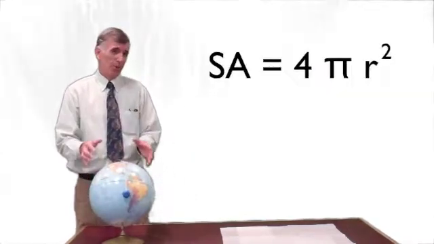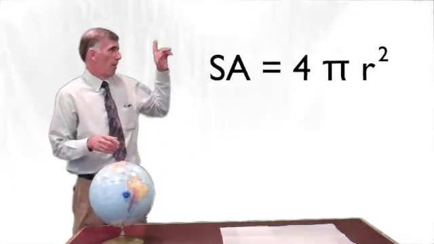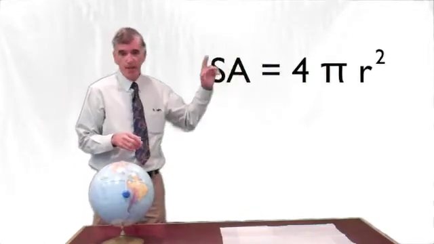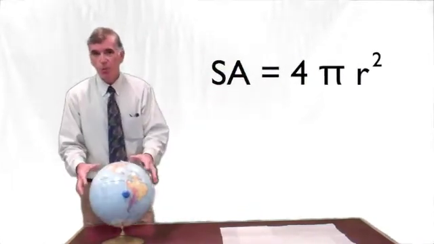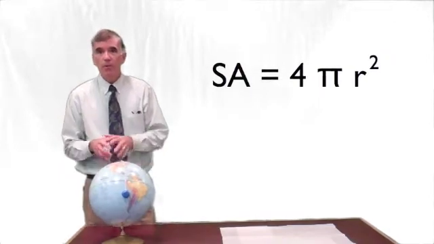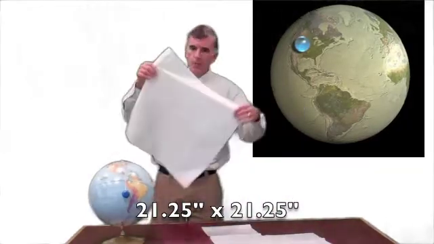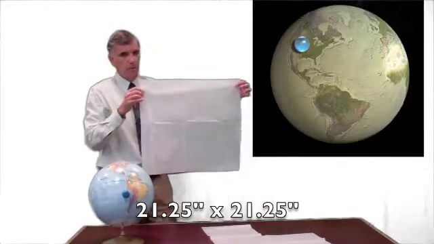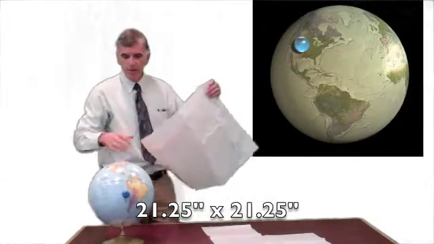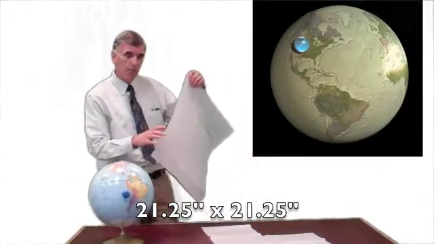You take the surface area of this sphere, and surface area is determined by 4 pi r squared. I had to look that up. The surface area of this 12-inch globe is about 452 square inches. So then I took 452 and I found the square root of it, which is about 21.25. So I cut out a sheet of paper, the same size.